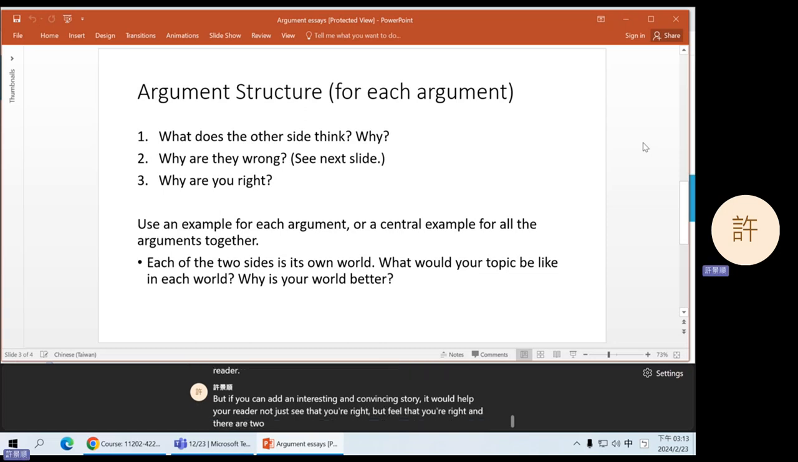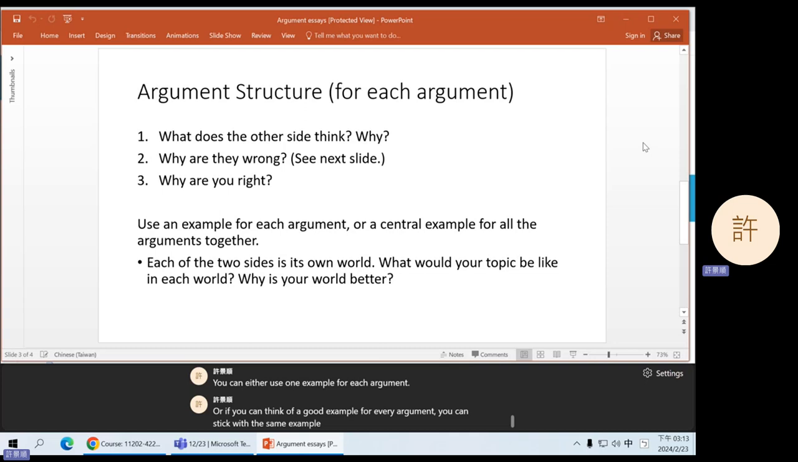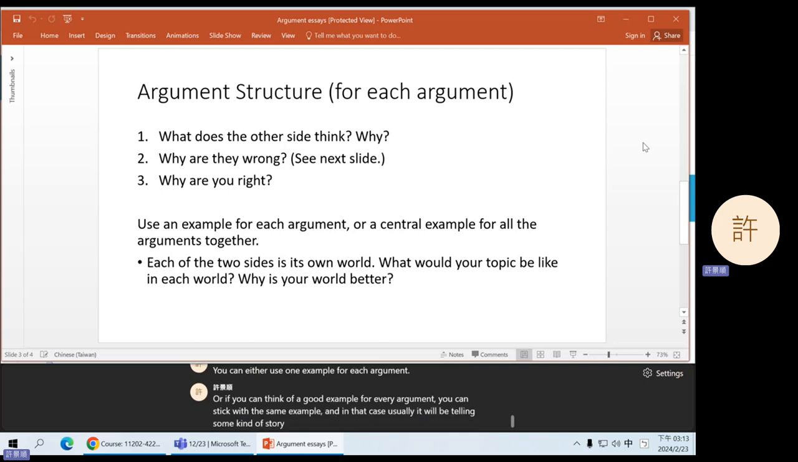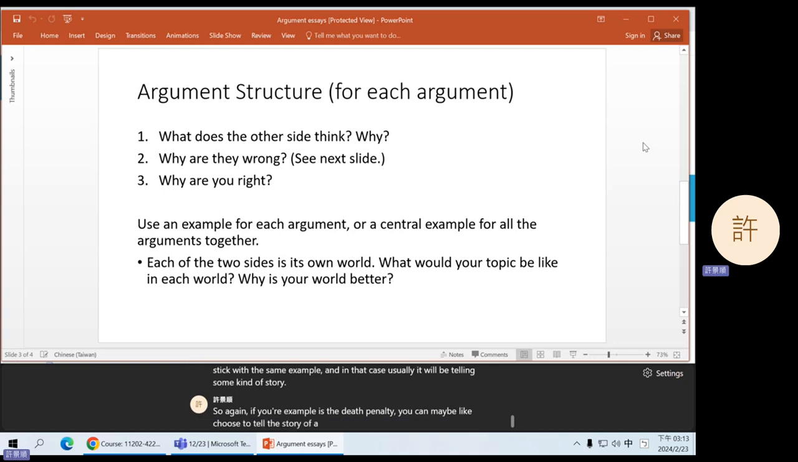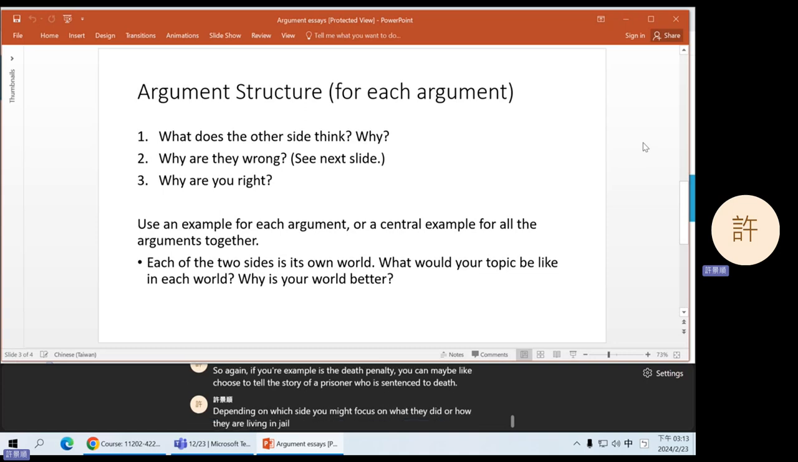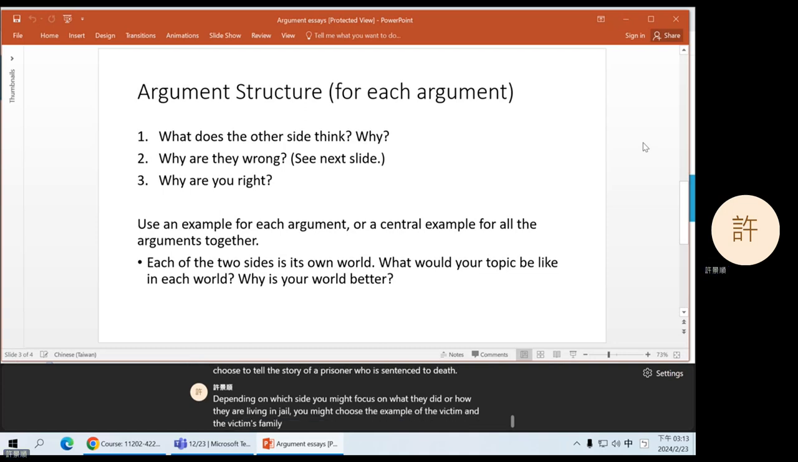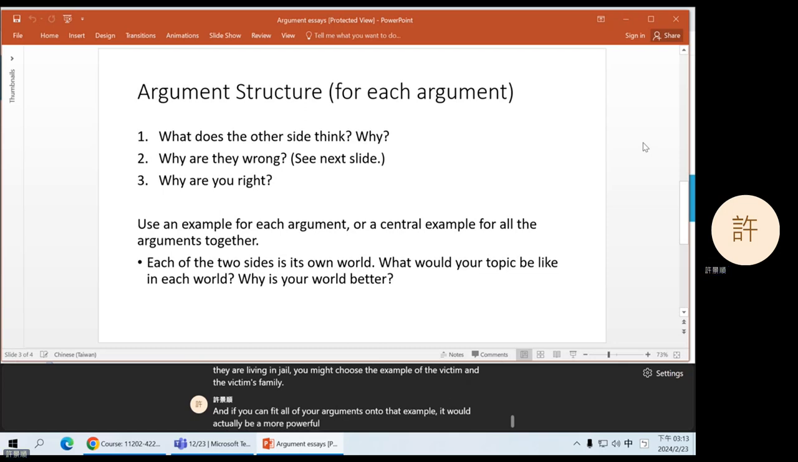And there are two ways to do this. You can either use one example for each argument, or if you can think of a good example for every argument, you can stick with the same example. And in that case, usually it will be telling some kind of story. So again, if your example is the death penalty, you can maybe choose to tell the story of a prisoner who is sentenced to death. And depending on which side, you might focus on what they did or how they are living in jail. You might choose the example of the victim and the victim's family. And if you can fit all of your arguments onto that example, it would actually be a more powerful example. But if you can't think of a central example, that's also fine. Just choose a different example for each argument.